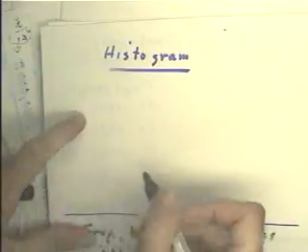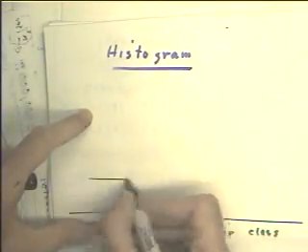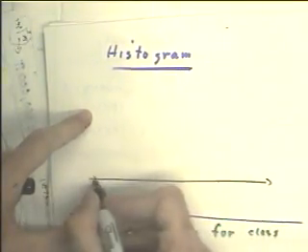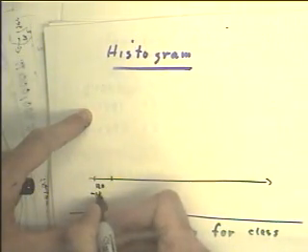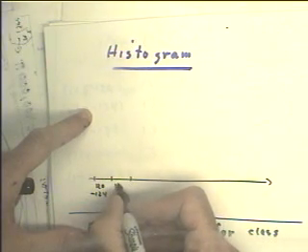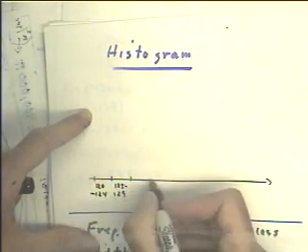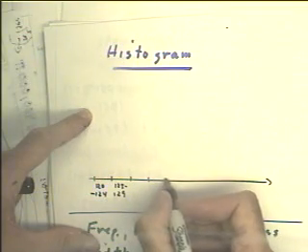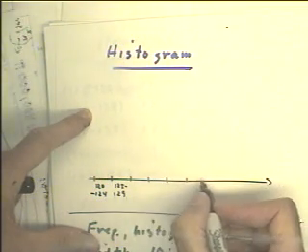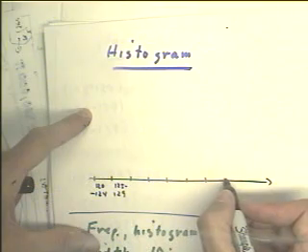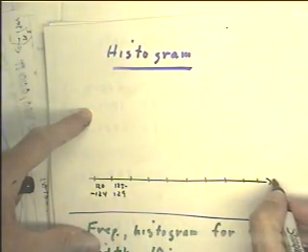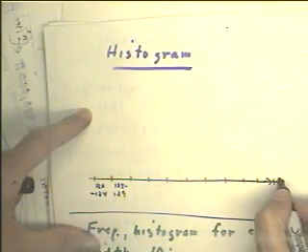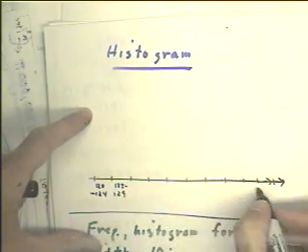We can form a histogram from that information as follows. We write the class from 120 to 124, 125 to 129, 130 to 134, 35 to 39, 40 to 44, 45 to 49, 50 to 54, 55 to 59, 60 to 64. I guess we needed to go out a little further here. 65 to 69.